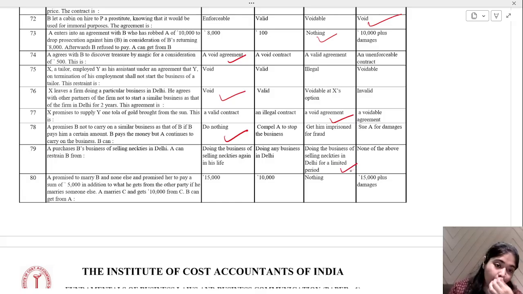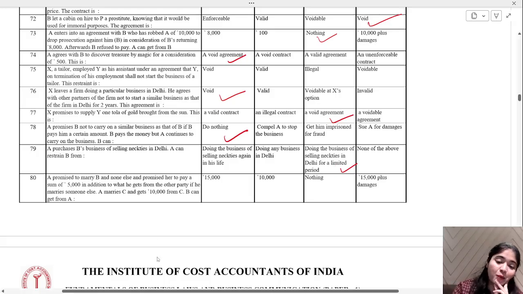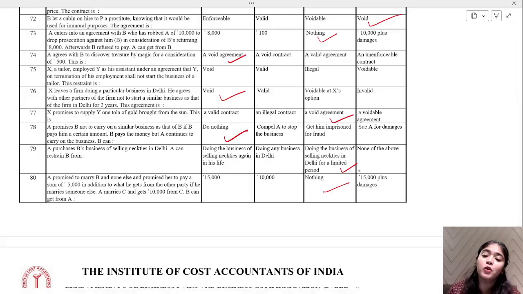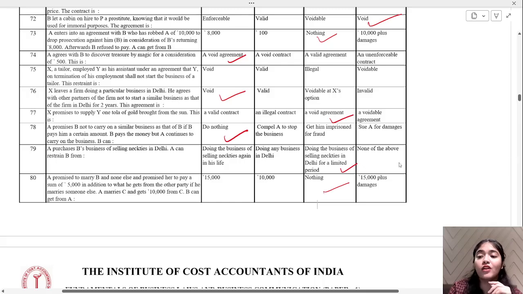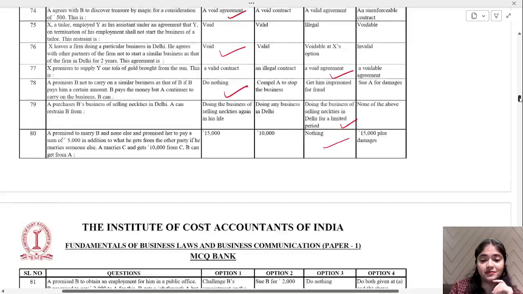Okay. A promised to marry B and none else and promised her to pay a sum of 5,000 in addition to what he gets from the other party if he marries someone else. A marries C and gets 10,000 from C. What will B get from A? Nothing. I told you again, restraint of marriage, void contract, you will get nothing over here.